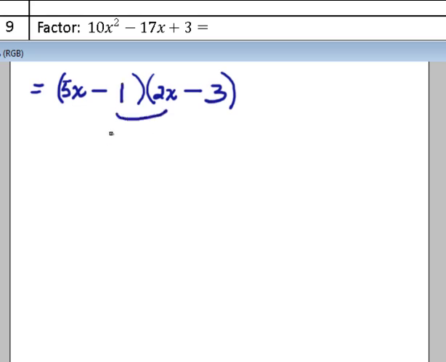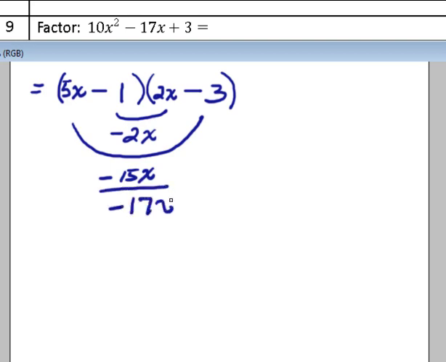Now check the middle term. We have minus 2x and minus 15x. And that adds to minus 17x. So this is the correct factorization.